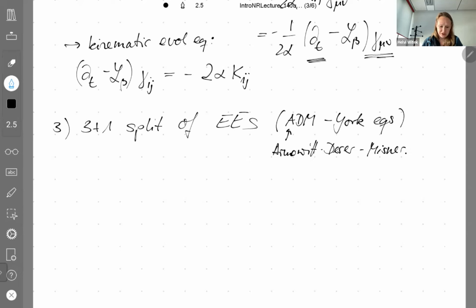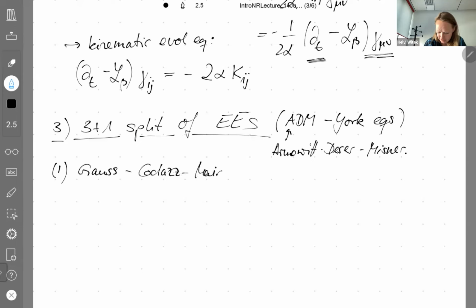What we do here, and again, I'm not going to derive those in detail, I will just give you the key points. We will use a set of equations that are known as the Gauss-Codazzi-Ricci relations.